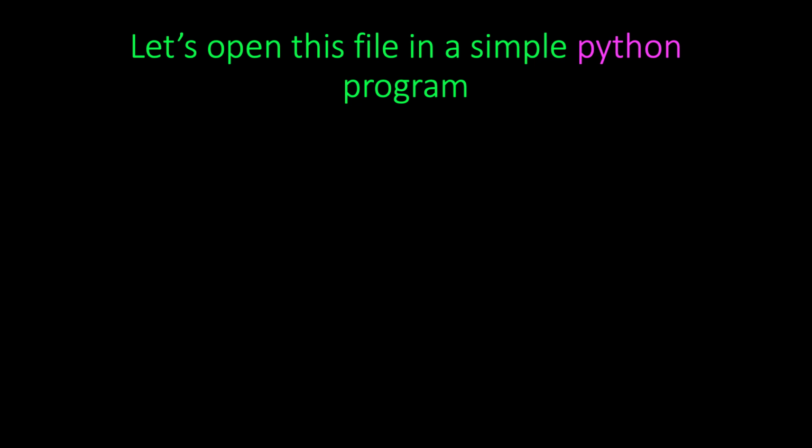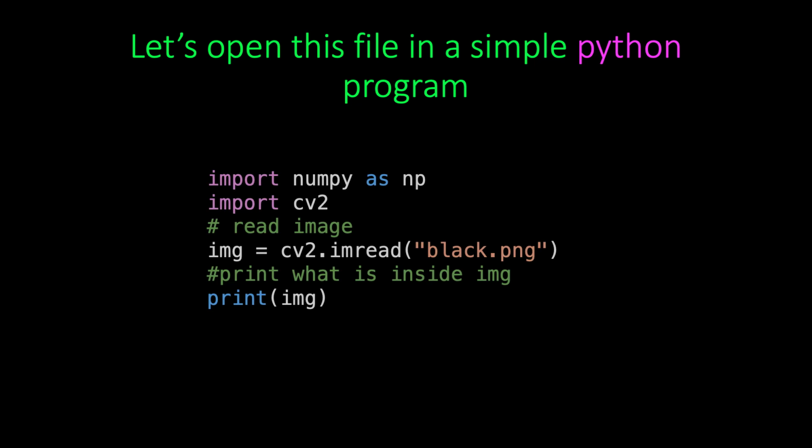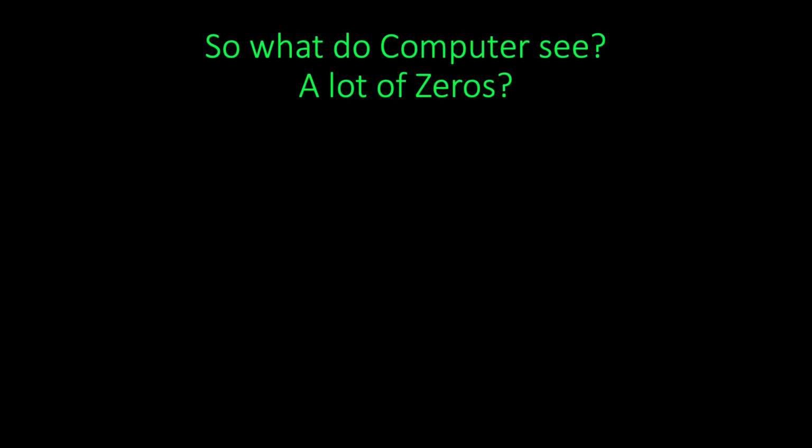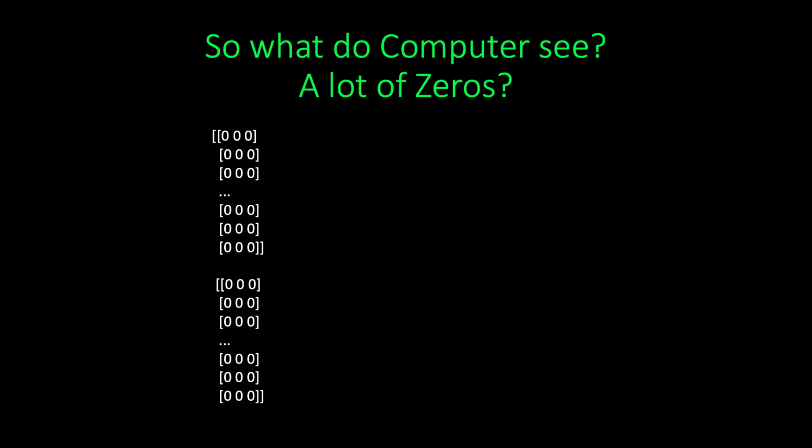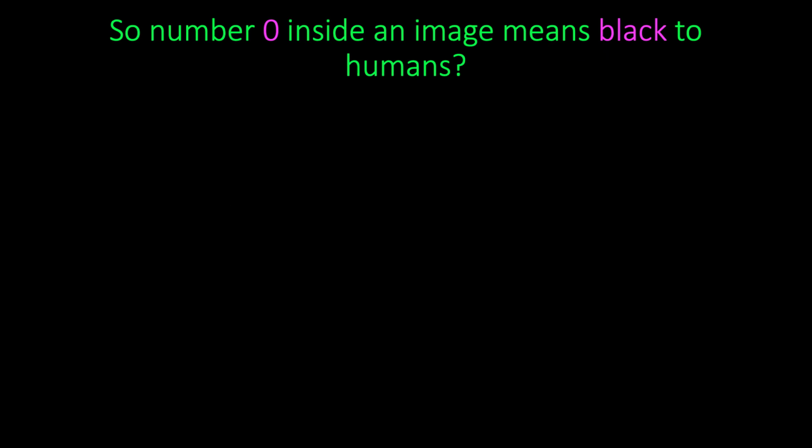Let's open up this image in a simple Python program. We are simply going to read the image using computer vision, and we are going to see what is inside that image using NumPy. And here is the program. What we see is black. What computers see is a lot of zeros. You see here there are a whole bunch of zeros inside square brackets. The zeros to computers mean black to humans, right? Very simple idea. To draw black pixels, just write a number of zeros and let computers show it.